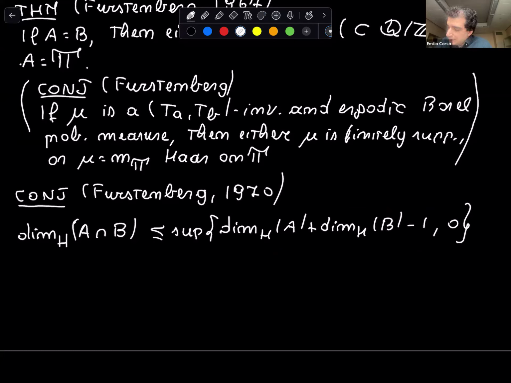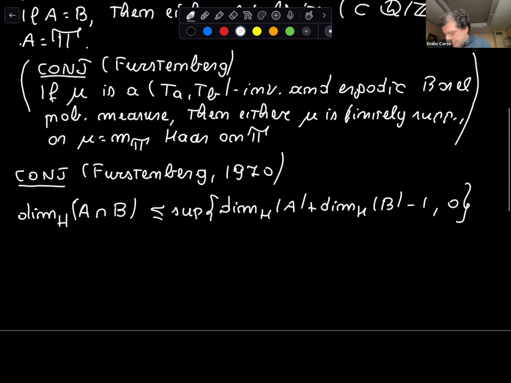Notice that this is actually stronger than the topological rigidity result, because if you apply this to A equal to B, then what you get automatically is that the dimension of A is either 0 or 1. And for invariant sets under these dynamics, it is not so hard to show that dimension 0 implies being finite under this joint invariance assumption, and dimension 1 actually implies being everything. So in that sense, it is stronger.